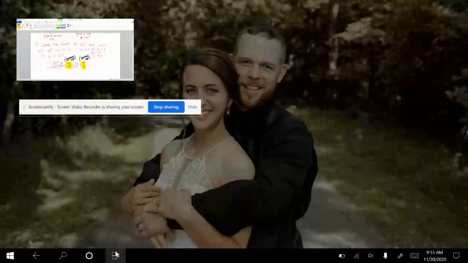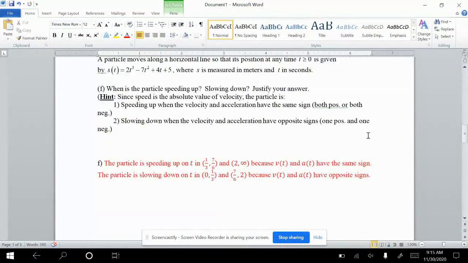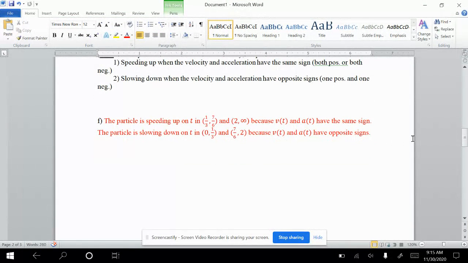I've already typed this up again, so you can just see what's happening here. So I'll scroll down here. And these are conclusions based on our sign chart that we just made. So the particle is speeding up on 1/3 to 7/6, and 2 to infinity, because v of t and a of t have the same sign there. And the particle is slowing down on 0 to 1/3 and 7/6 to 2, because your velocity and your acceleration have opposite signs there.